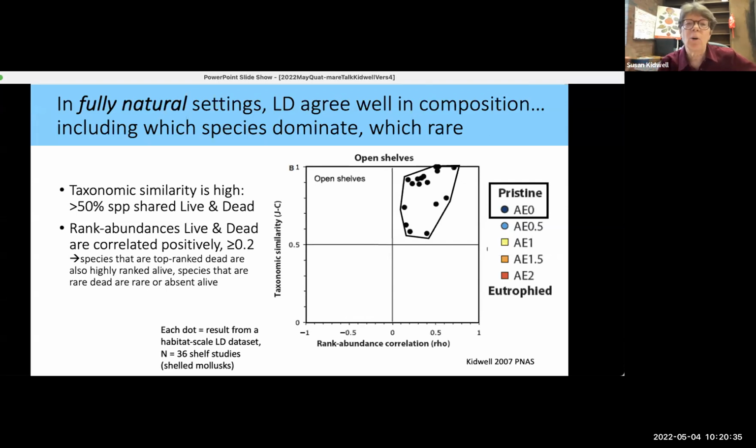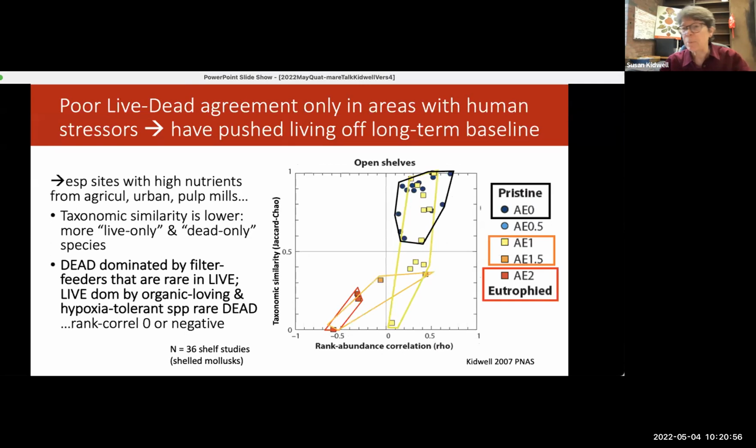What we find is that that's positive and commonly pretty good. That means the species that are most abundant dead are also highly ranked in the living assemblage in that habitat, and species that are rare dead are rare or absent in the living. Now, if you go to areas where independent evidence, from the people who worked there, shows there have been some kind of human stressors in the system, it's in those areas and only in those kinds of areas where I find really poor live-dead agreement using these coarse measures of taxonomic similarity and rank abundance.